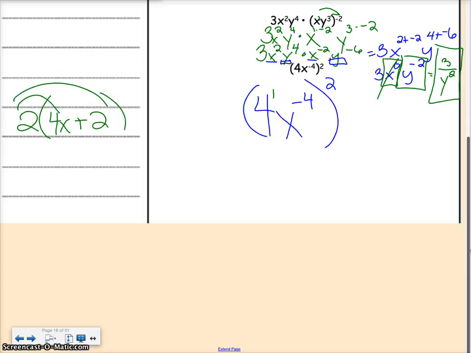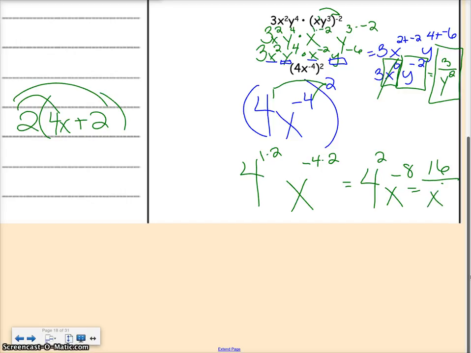So this 4, make the 1 come out, please. Because just 4 is actually 4 to the first power. And this 2 is getting shared with the 4, and it's getting shared with the negative 4. So this is 4 to the 1 times 2, x to the negative 4 times 2. Which is 4 squared x to the negative 8. Which is 16 over x to the 8th, right?